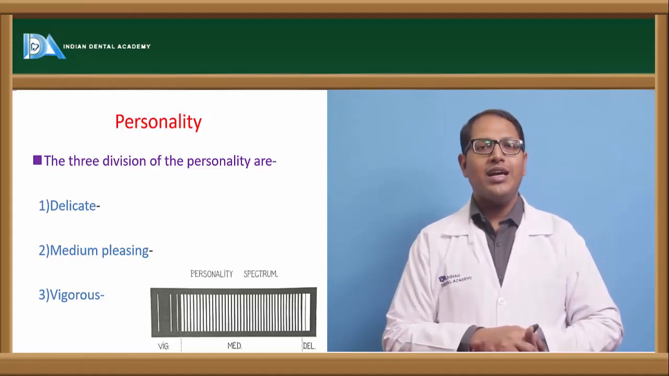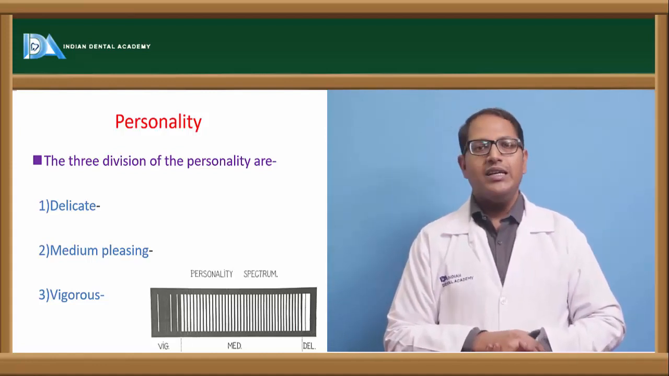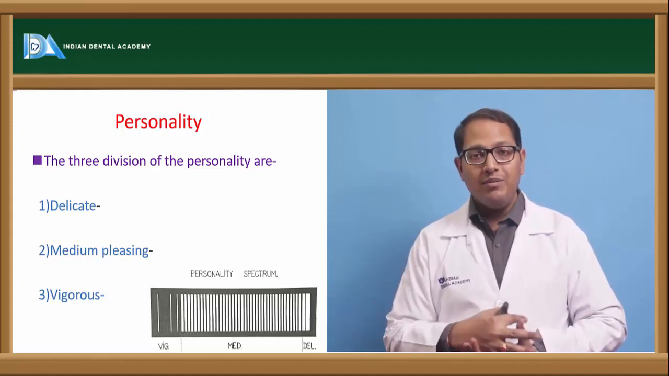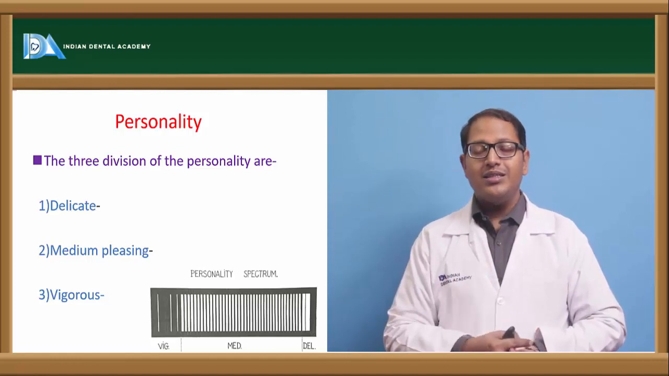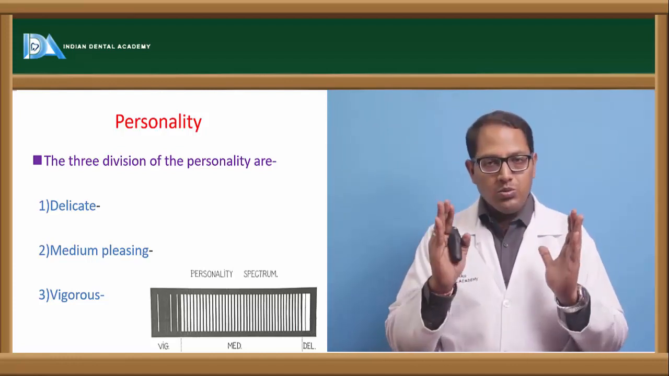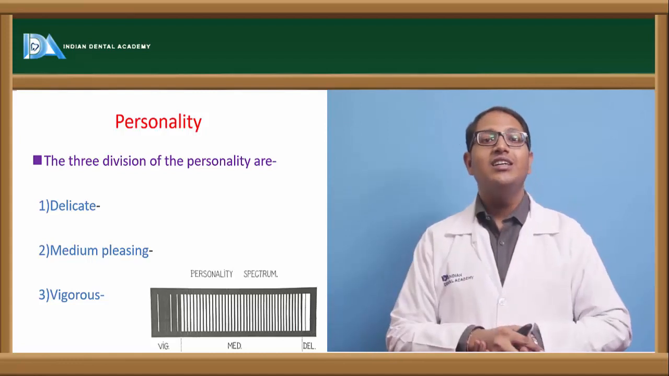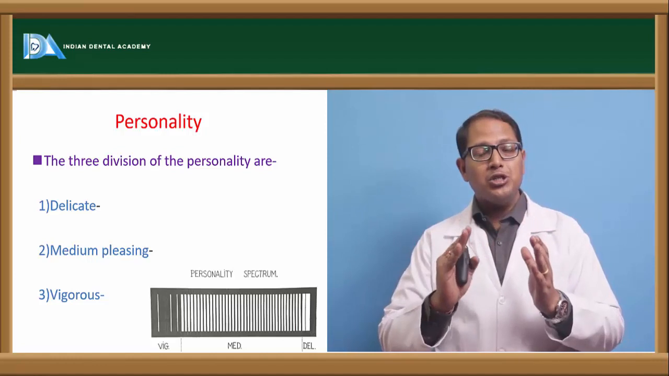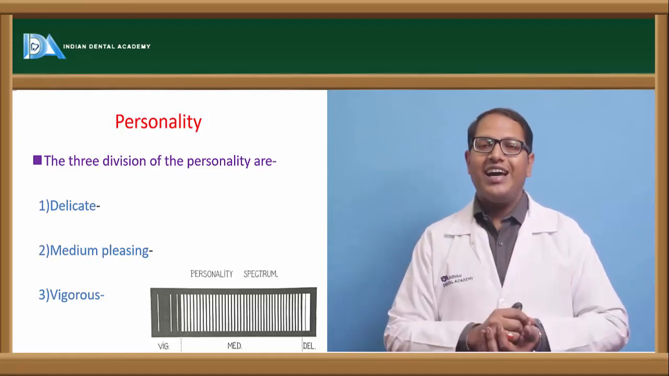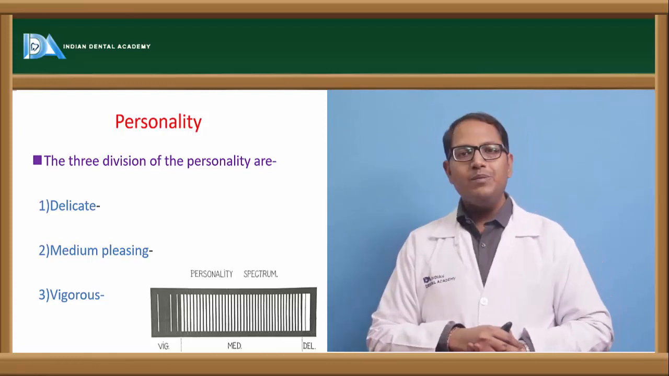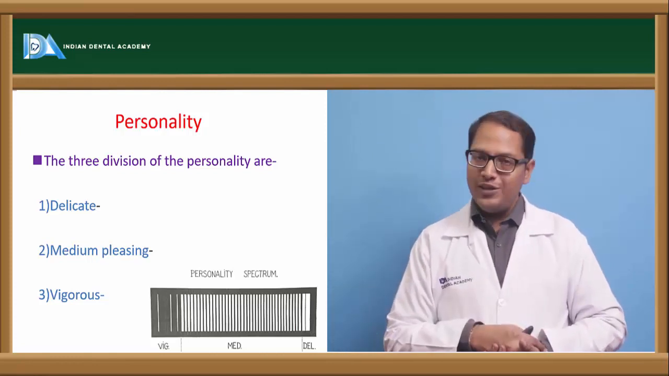Now how is that? What can be different personalities of the patient? A patient can be delicate, a patient can be soft spoken. So for them, the teeth have to be rounded, with no sharp edges, and very smooth in their curvature along the axis. That is, the curvature should be along the ridge and there should not be any sharp turns. Then coming to medium or pleasing, any kind of teeth goes well with them.